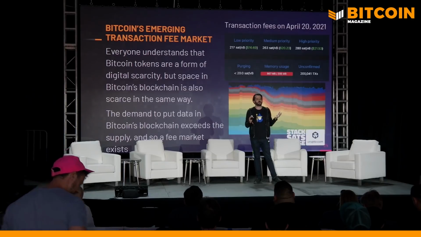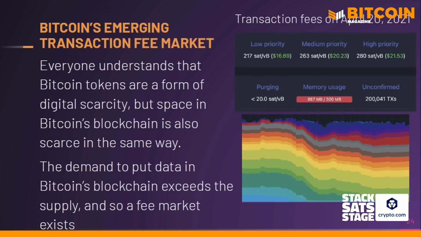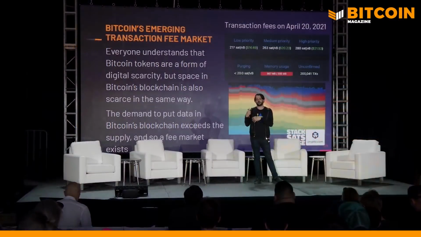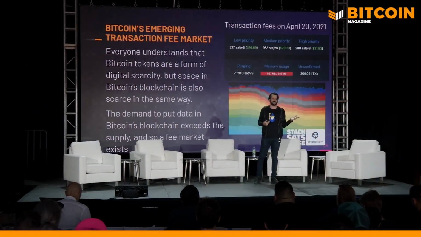We have a small block size, which results in demand being greater than supply, right? Everybody wants to use Bitcoin, so there's a finite number of transactions that can fit into the block. The blocks only come about every 10 minutes or so. So this creates a situation where the demand exceeds the supply, and so we have the transaction fee market.